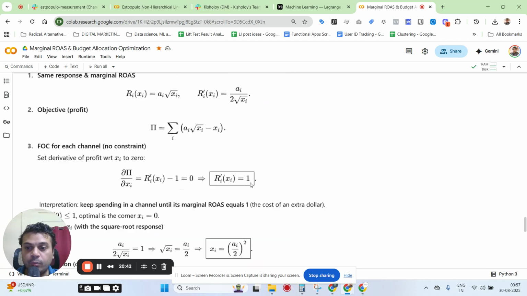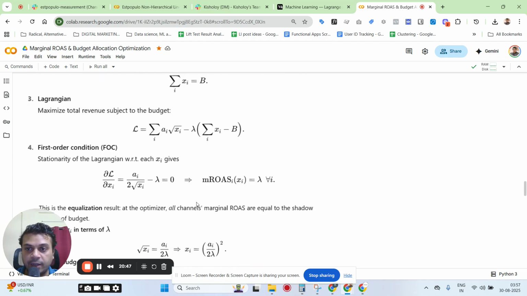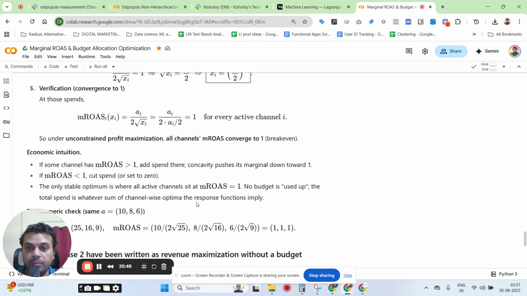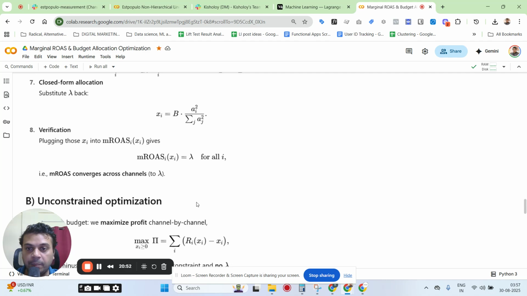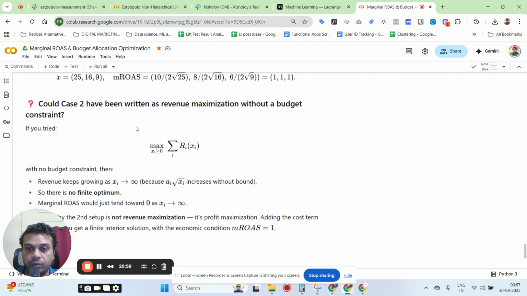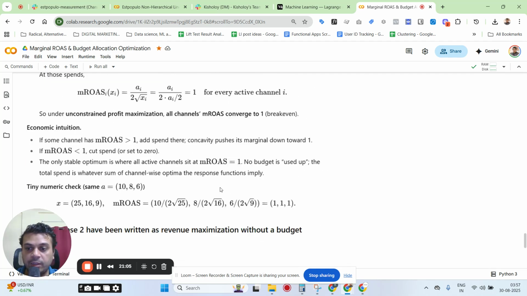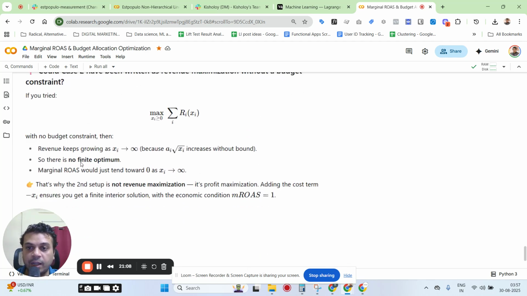So now the question is, why did I actually go for a profit rather than a revenue maximization in this second example? The reason was simply because if you think of it, when you don't have any constraints, your basic problem is maximization of r_i(x_i), right? So if you did not have the second part here, because it was profit, you had to deduct the spend part. Since you did not have that, your revenue actually keeps growing because your xi is tending towards infinity, right? Because you can just keep doing it.